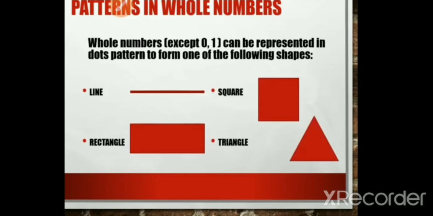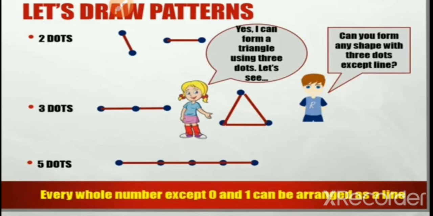So let us learn about whole numbers. The basics in whole numbers: patterns start with dots. Whole numbers except 0 or 1 can be represented in a dots pattern to form one of the following shapes, for example line, square, rectangle, triangle, etc. Now let us draw some patterns.